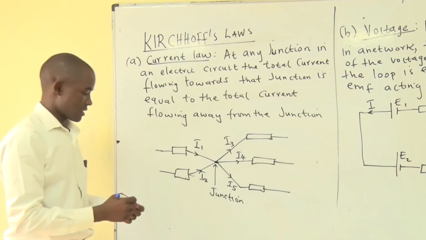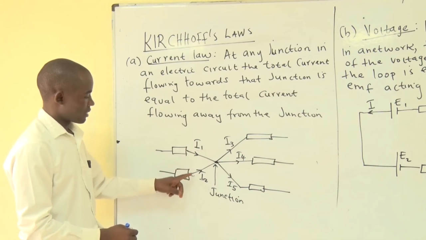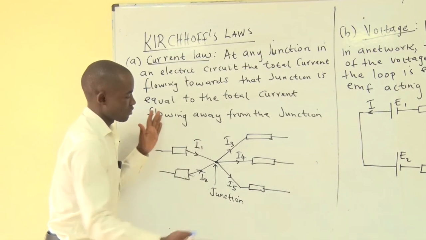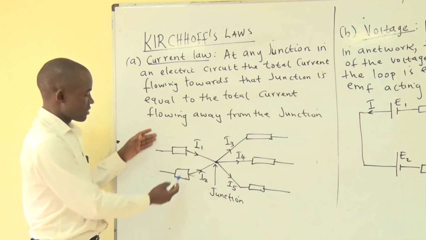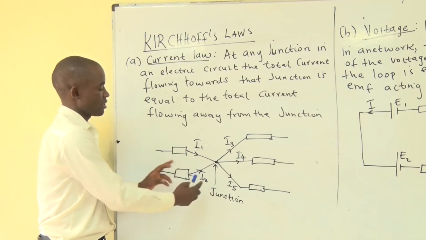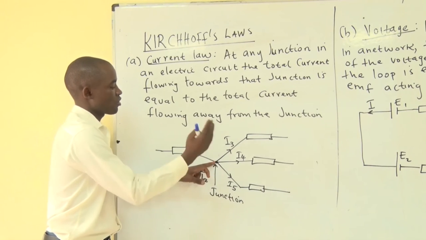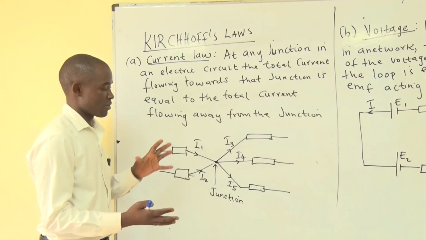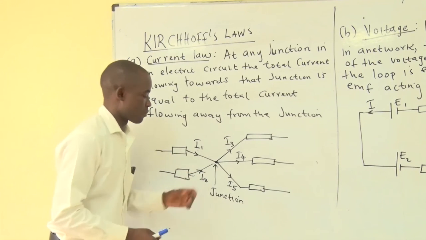So Kirchhoff tells us that the sum of the two currents which are entering this junction will be equal to the current that will be leaving. Take it like water. This is the first channel, this is the second channel. The total volume of water flowing to this point will be equal to the total volume that will be leaving, irrespective of the number of channels the water will be using to exit this point.